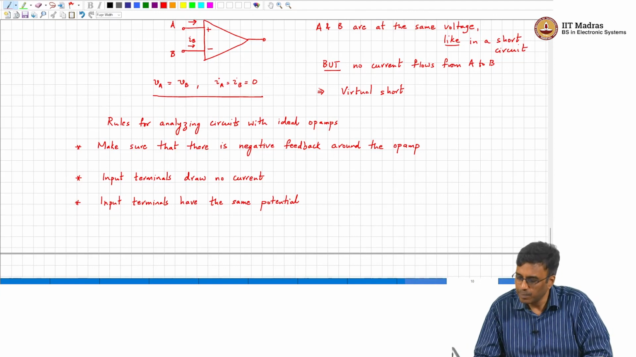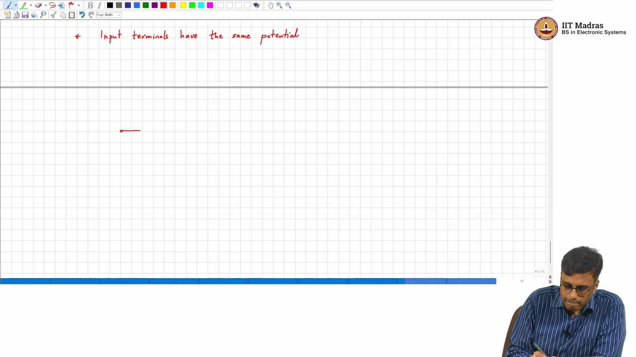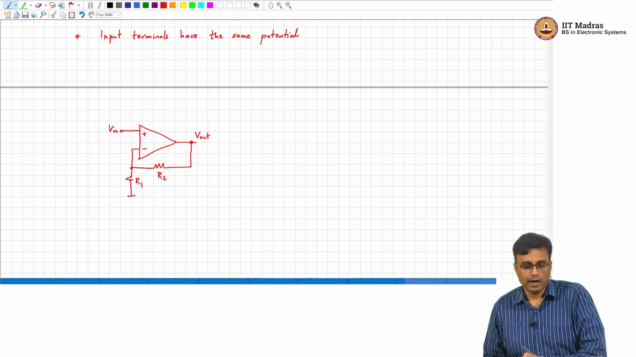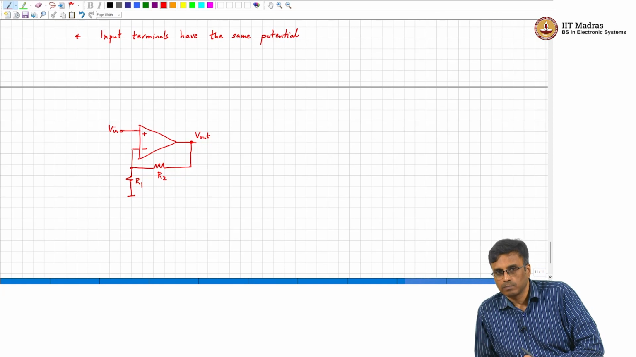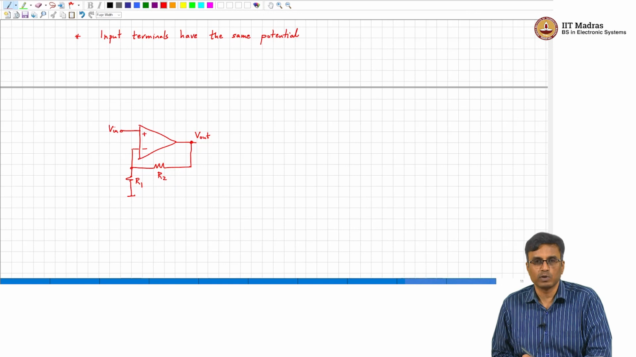Okay. So, for example, let me ask you a question. Let us assume that you have never seen this circuit before and you want to find V out. So, how do we go about this systematically? What is the first thing you must do?